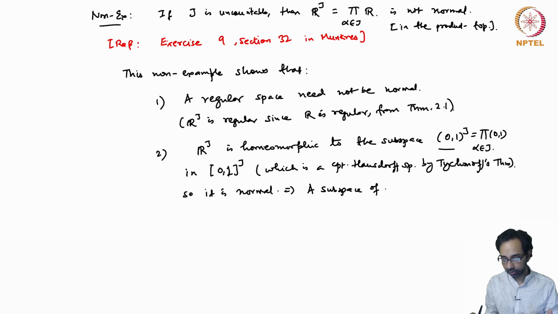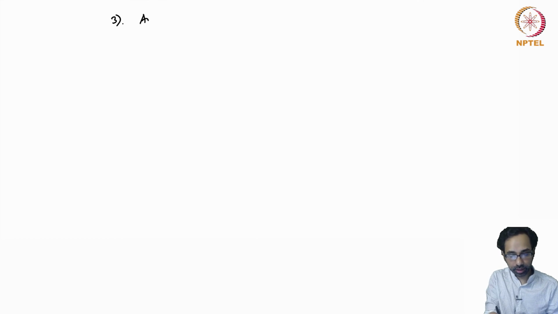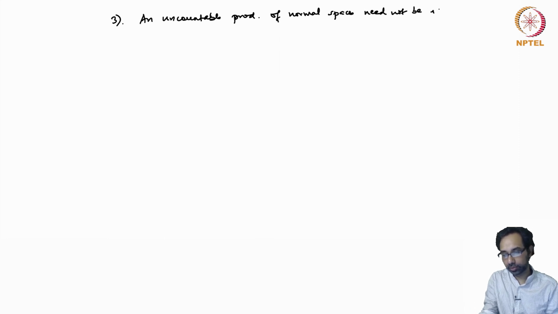Subspace of a normal space may not be normal. And thirdly, it also shows that an uncountable product of normal spaces need not be normal. So the analogues of theorem 2.1, first that a subspace of a regular space is regular, and that the arbitrary Cartesian product in the product topology of regular spaces is regular, neither statement holds for the normality property.